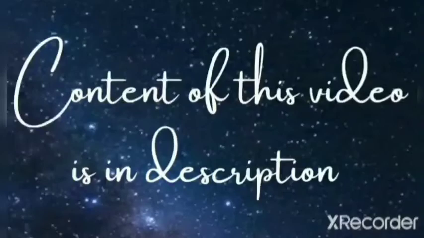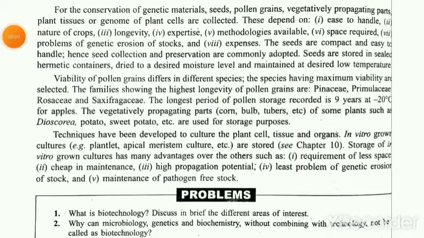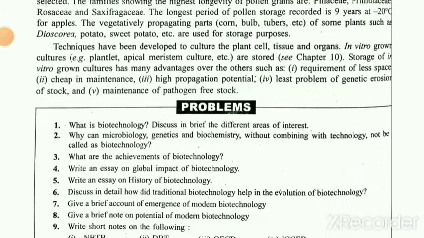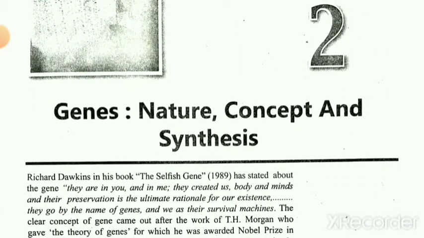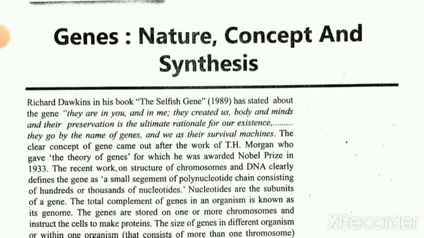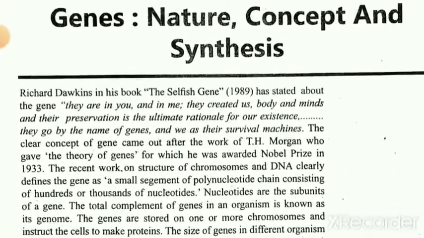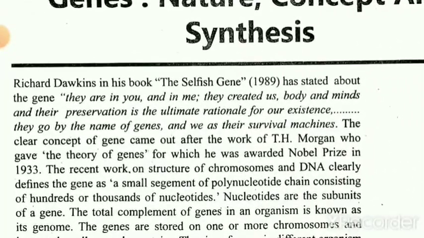Chapter 2. Gene, Nature, Concept and Synthesis. Richard Dawkins, in his book The Selfish Gene, 1989, has stated about the gene: they are in you, and in me, they created us, body and mind, and their preservation is the ultimate rationale for our existence. They go by the name of genes, and we are their survival machines.